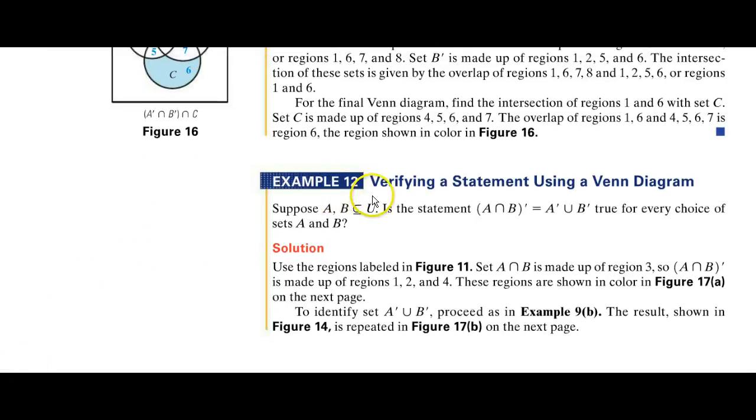For example 12, when we're using a Venn diagram to verify a statement. Here they're saying sets A and B are subsets of U. We know that generally that is true. Is the statement that the complement of the intersection of sets A and B is equal to the union of the complement of A and the complement of B true for every choice of sets A and B?